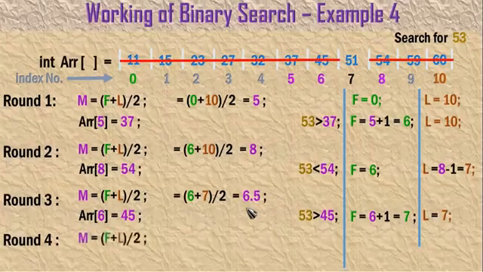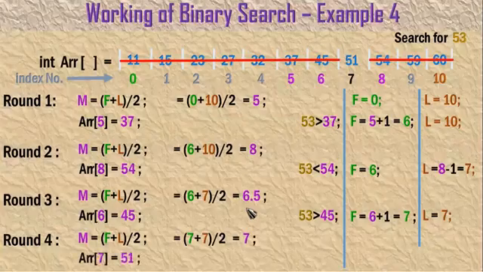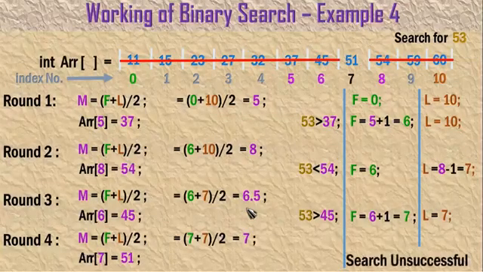So at round 4, 7 plus 7 divided by 2 is equal to 7. So at index 7, 51 is available, which is not correct, and since first index and last index are the same, the search stops. Then it becomes unsuccessful. Students, when we do it manually, we will do it like this, but when we write a program, all this round 1, round 2, round 3, round 4, all will be done in a loop. So it will be very easy to write the program. We just need to understand how we change the first index and last index and which segment to be searched.